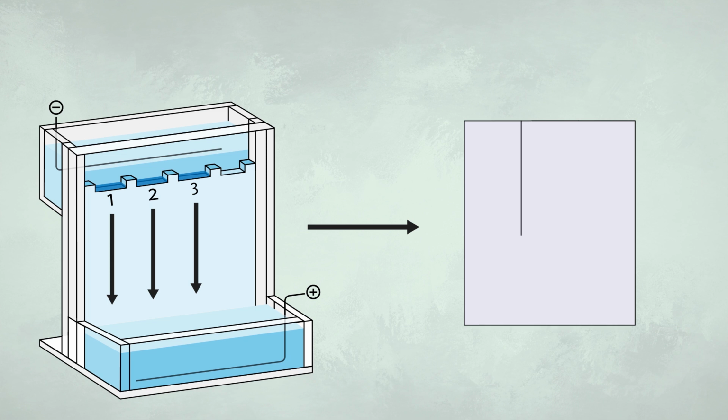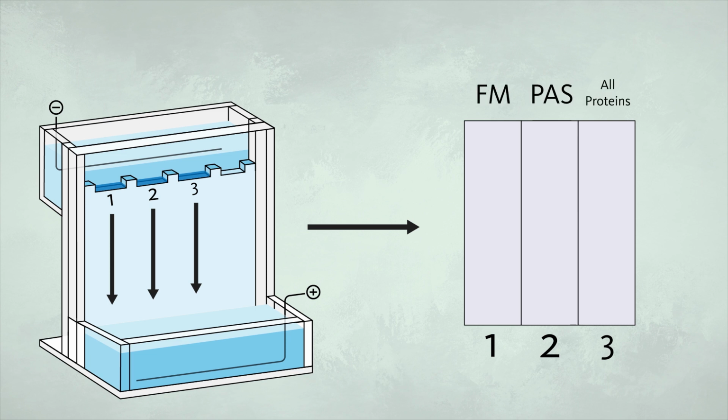In this case, we would cut the gel into 3 pieces and add a solution that recognizes the FM molecule, the PAS molecule, or binds to all proteins. The solutions were added to detect the markers and the bands are developed. Now that you understand the protocol, you should be able to analyze which of these proteins here have an extracellular component and which are also glycoproteins.